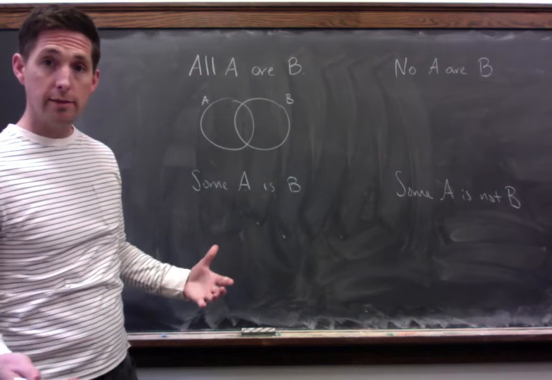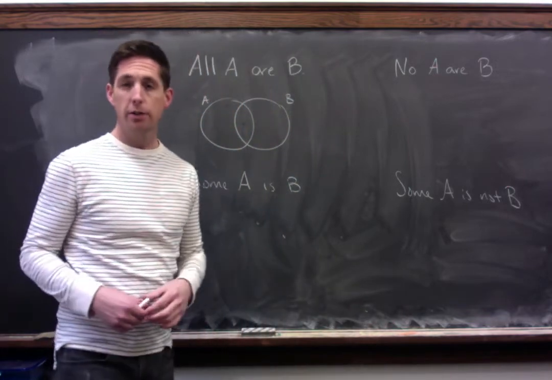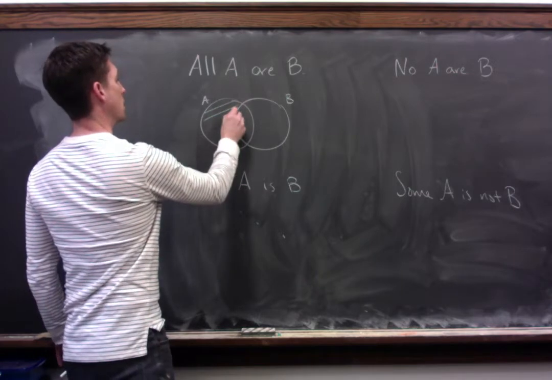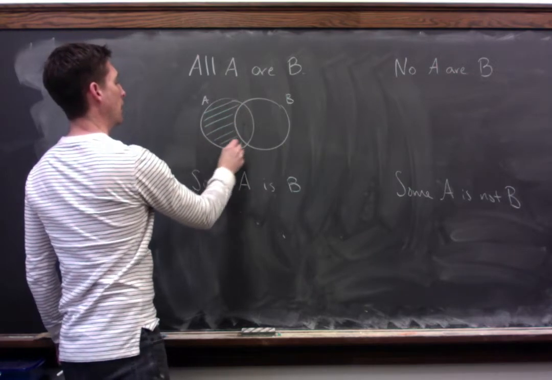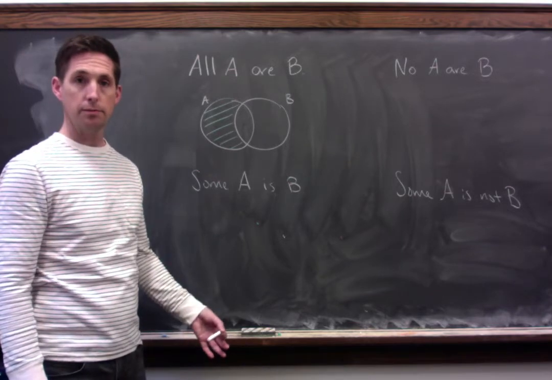For doing these kinds of Venn diagrams, we're going to shade out regions that we know for sure are unoccupied, that is, that are empty. And so in this case, we know that when all A are B, that region is empty, and so we shade it out.